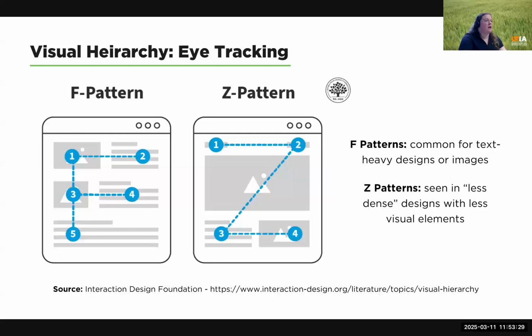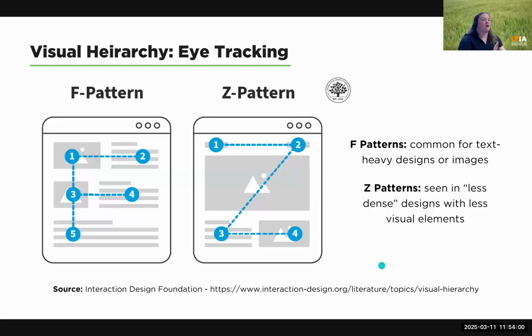I want to touch now on the concept of eye tracking. So visual hierarchy goes hand in hand with what researchers and marketers call eye tracking. And these eye tracking patterns refer to the way that our eyes will move across a screen or an image when we're consuming content. So you can see we've got two different patterns here, this F pattern and a Z pattern over here on the right.